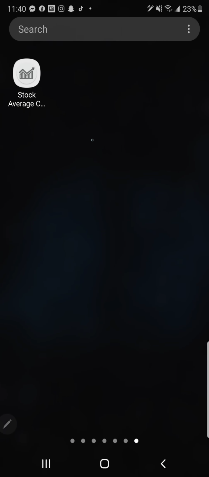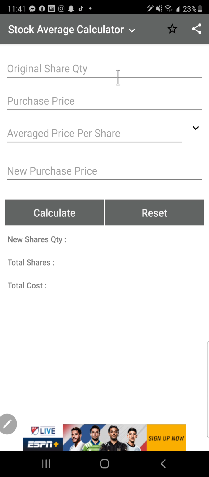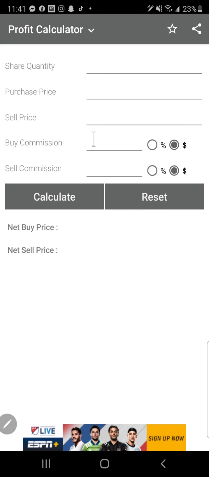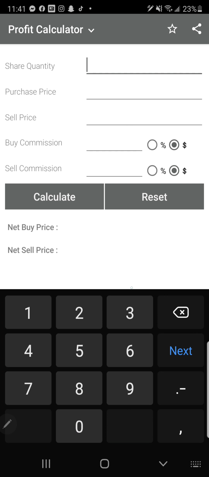I wanted to introduce you to a pretty useful app, the stock average calculator. Right now, I want to look more into the profit part of it, because that's what I'm more interested in personally. I want to know what if I were to have a projection of the price, or what if I wanted to know what my money would look like if it hit a set price.